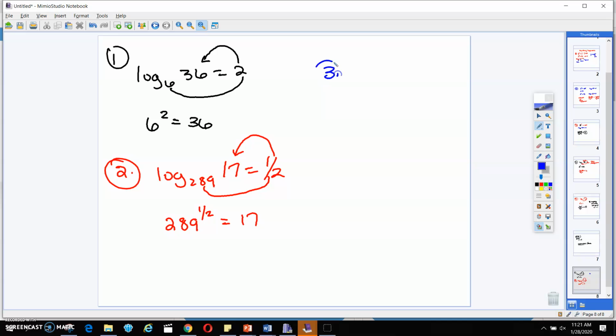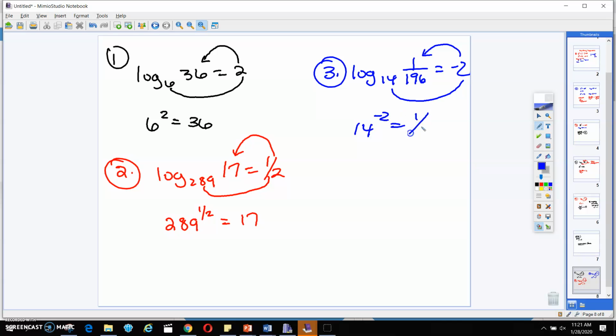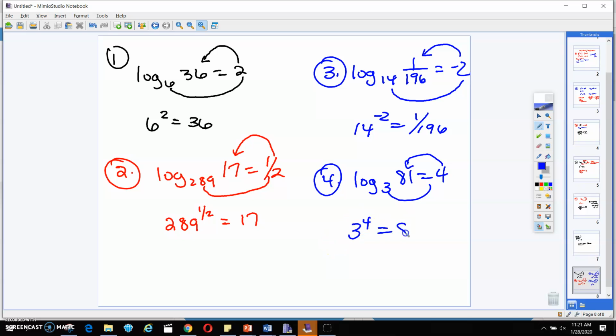Number 3, we've got log base 14 of 1 over 196 equals -2. The way to write this is to take 14, raise it to the negative second power, and set it equal to 1 over 196, which, again, we know is correct if we plug it into our calculator. The last one is log base 3 of 81 equals 4. So we're going to take 3, raise it to the 4th power, and set it equal to 81. Okay? That is how you go from log to exponential form.